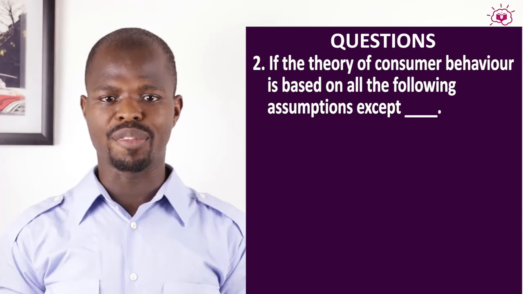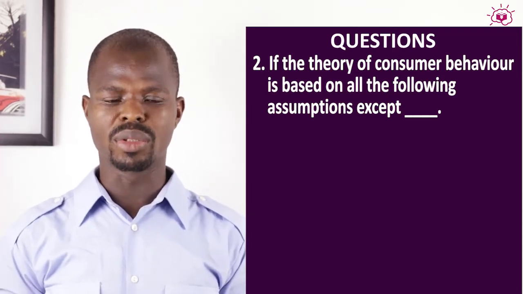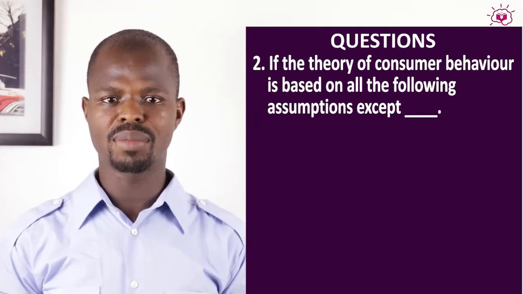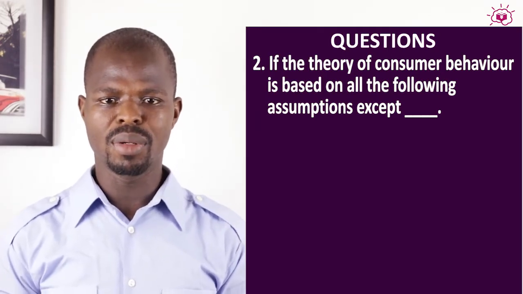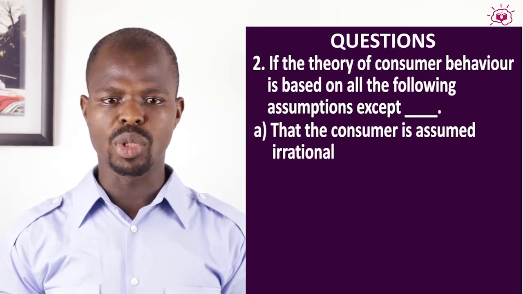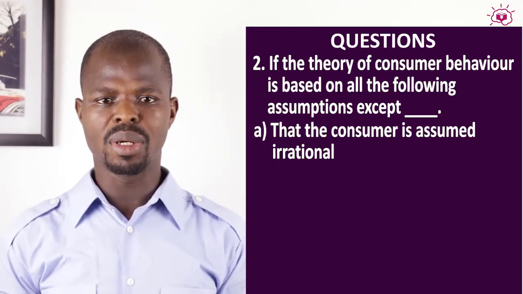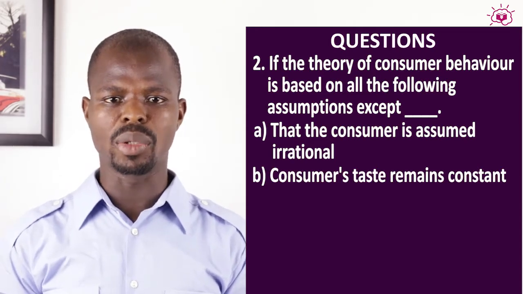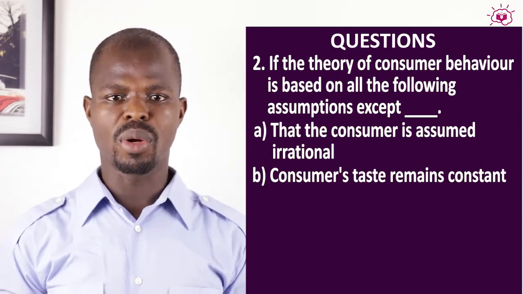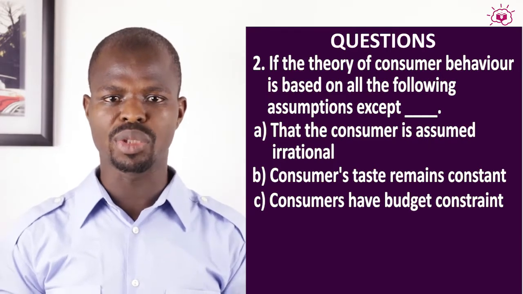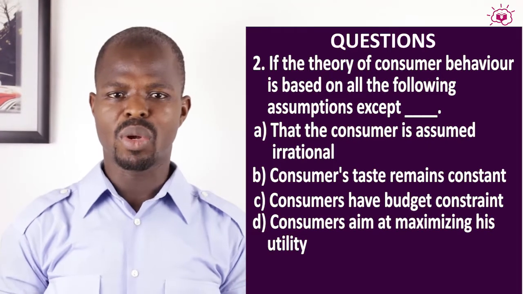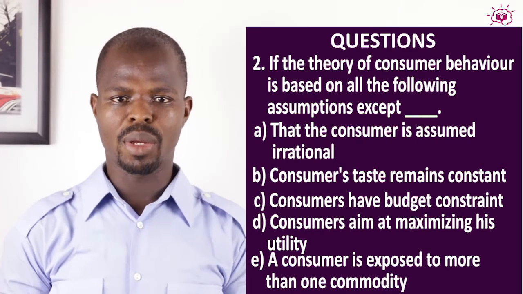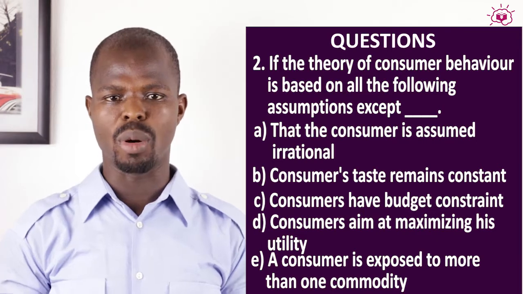The theory of consumer behavior is based on all the following assumptions except dash. Option A, that the consumer is assumed irrational. Option B, consumer taste remains constant. Option C, consumer has a budget constraint. Option D, consumer aims at maximizing utility. Option E, a consumer is exposed to more than one commodity.